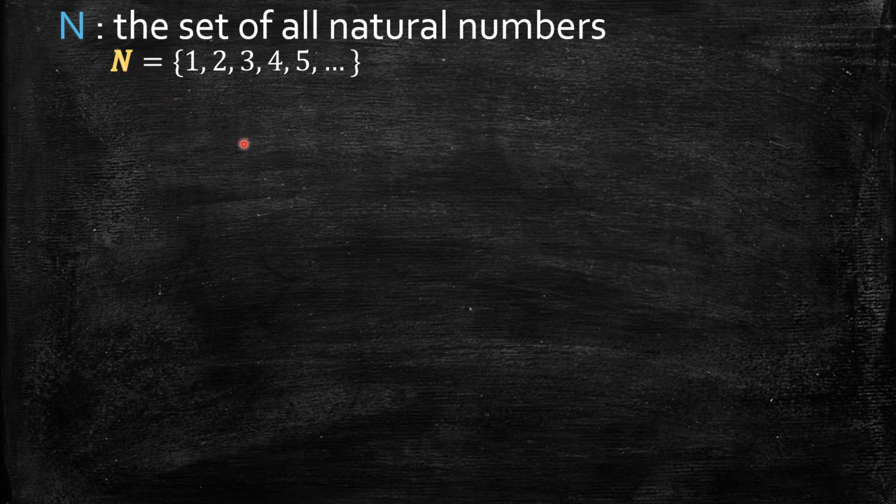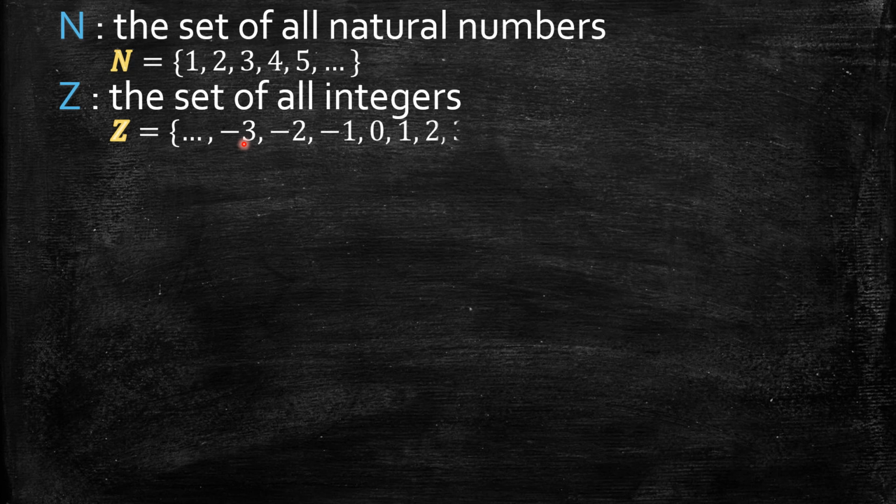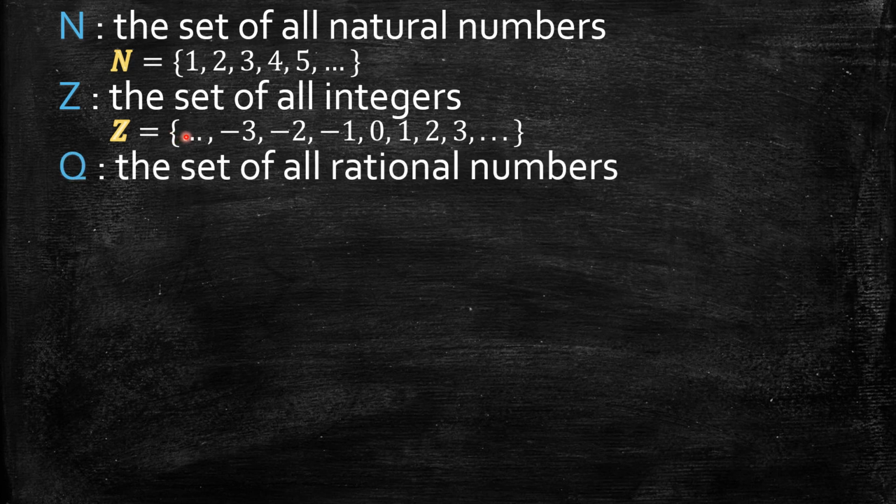And similarly, capital Z denotes the set of all integers, and I can write them like that. Here, you know, all the negative numbers, 0, and positive numbers, that means natural numbers are included in the set of integers. Similarly, capital Q denotes the set of all rational numbers, I mean the numbers which can be written in the form of p by q.